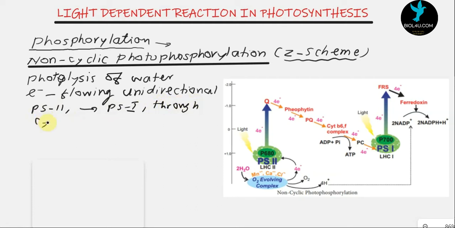It passes from photosystem 2 to photosystem 1 through cytochromes. You know, cytochrome is a pigment containing iron. Cytochrome helps to transfer the electron. During this electron transfer, it finally reduces NADP, nicotinamide adenine dinucleotide phosphate, to NADPH.